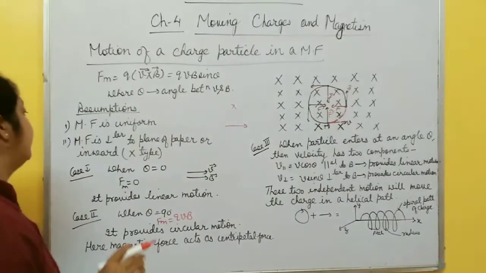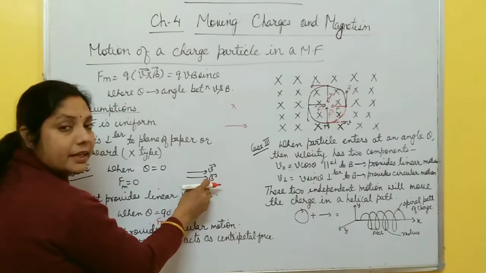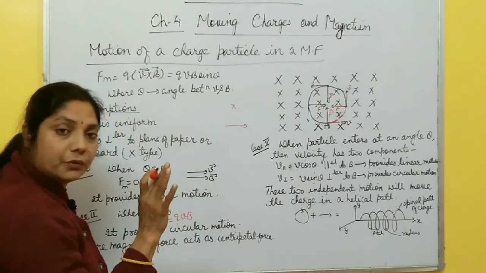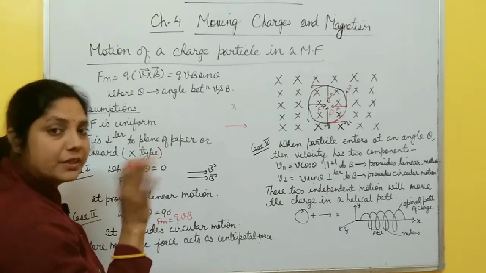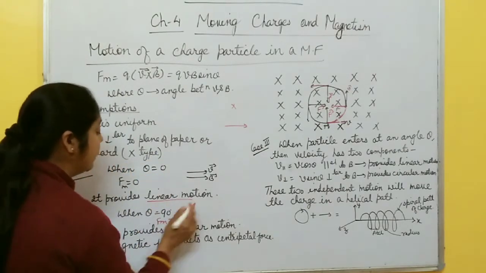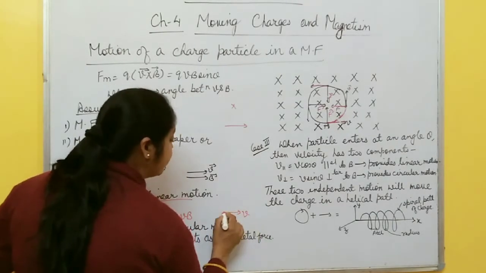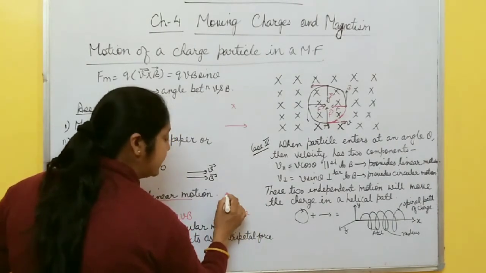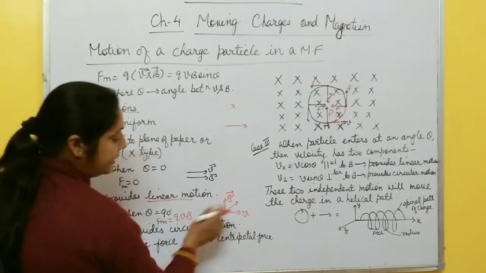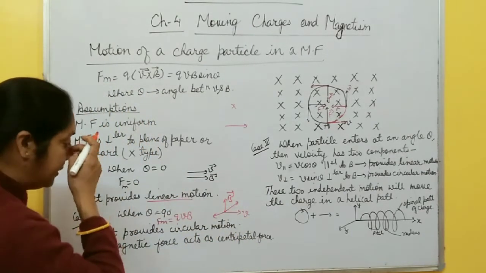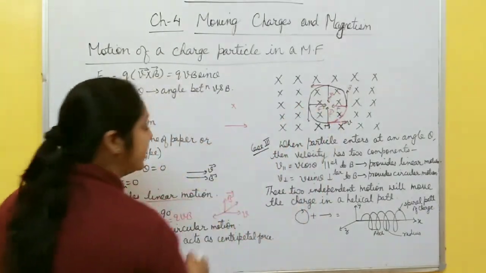So, two things you have learned: when theta is 0, it means the particle enters in the direction of the magnetic field, there is no change in direction of the charged particle. It moves as it is. It provides linear motion. When theta is 90 degrees, suppose the particle is in this direction and B is in this direction, it provides a force either inward or outward, perpendicular to V and B, and it provides circular motion. So, these two things are clear.